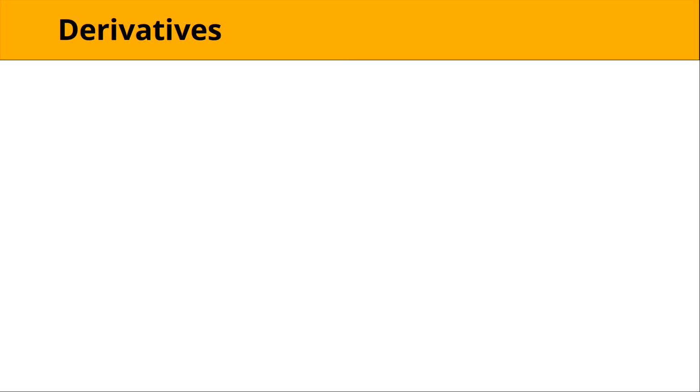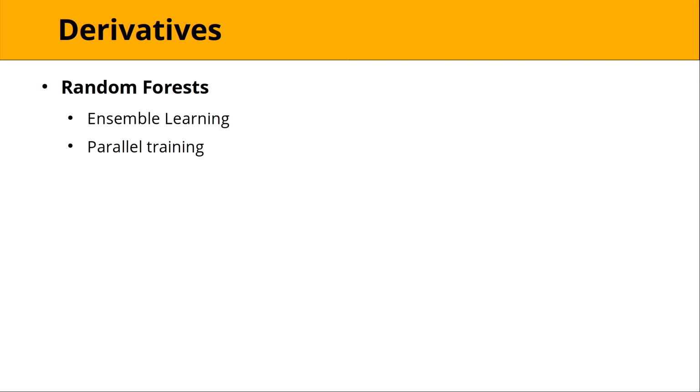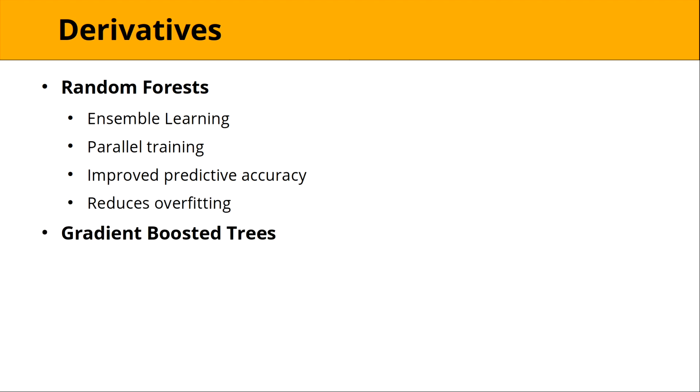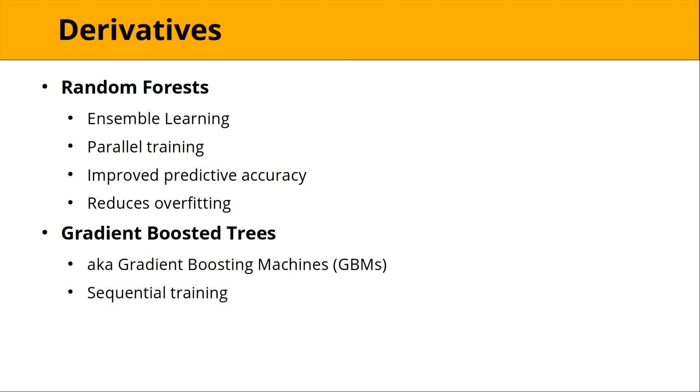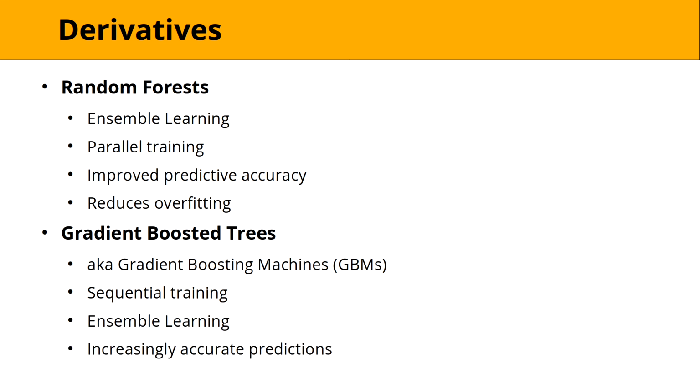Decision trees have given rise to various derivatives that aim to enhance their performance or address specific challenges. Random forests employ an ensemble of decision trees trained in parallel to improve predictive accuracy. By combining the predictions of multiple decision trees, random forests can reduce overfitting and provide more robust predictions. Gradient-boosted trees, also known as GBMs or gradient boosting machines, sequentially train decision trees to minimize the prediction error. Each subsequent decision tree in the ensemble corrects the errors made by the previous trees, leading to increasingly accurate predictions.